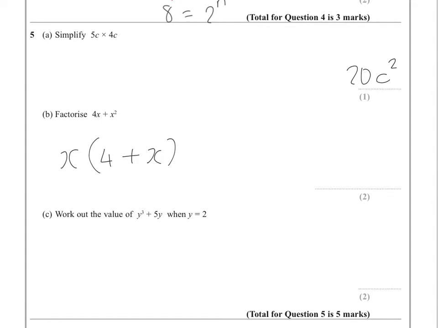Work out the value of y cubed plus 5y when y equals 2. When I substitute in where I see a y, I sub in a 2. So 2 cubed plus 5 times 2. 2 cubed is 8. 5 times 2 is 10, therefore 18.